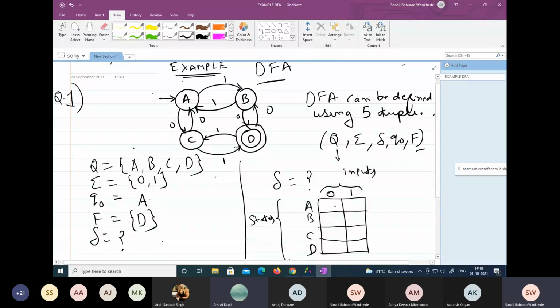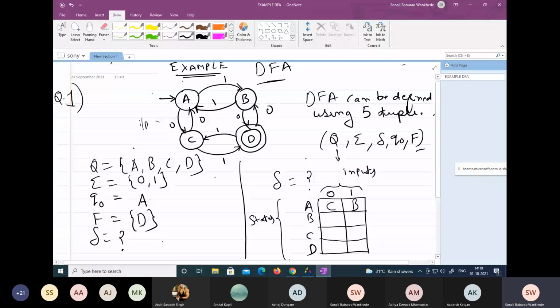So check out for A0. When is A having the input as 0? When it goes to C, I'm having the input as 0. So I will write C here. Similarly, check for A1. When it goes to B, I'm having the input as 1, right? From A to B. So I'll write B here.